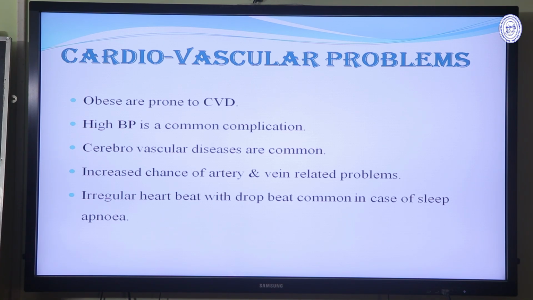They are prone to CVD. High blood pressure and hypertension are a common complication. Cerebrovascular diseases are very common. Artery and vein related problems, arterial blockage are very common, and irregular heartbeat with dropped beats is very common with obesity.